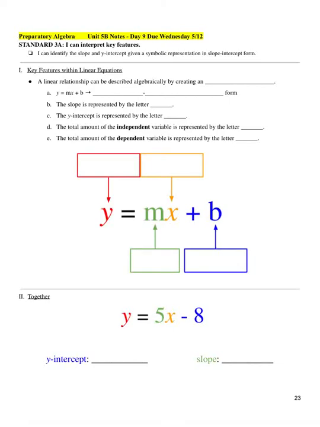These are your Unit 5B, Day 9 notes. We are continuing to work on Standard 3A. I can interpret key features. Now we are going to be looking at slope in an equation and using an equation to identify the slope and the y-intercept. So something to remember is a linear relationship can be described algebraically by creating an equation.